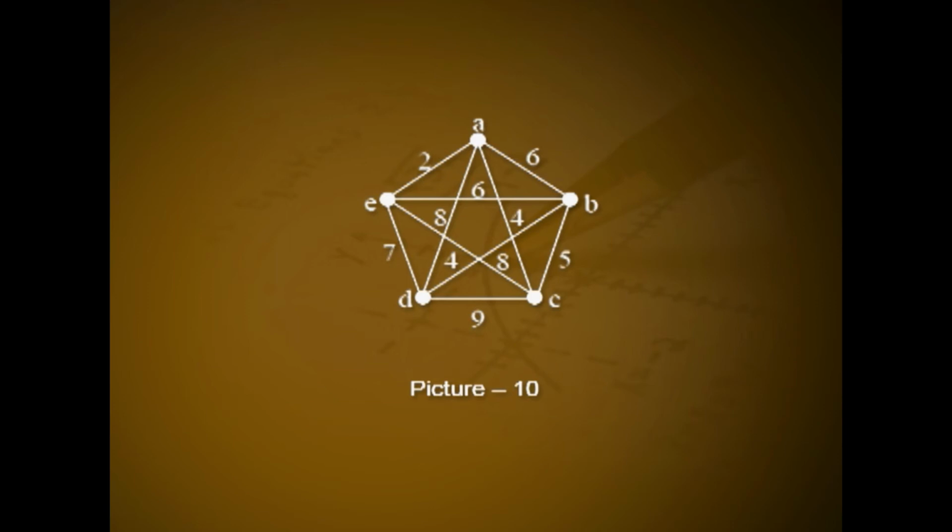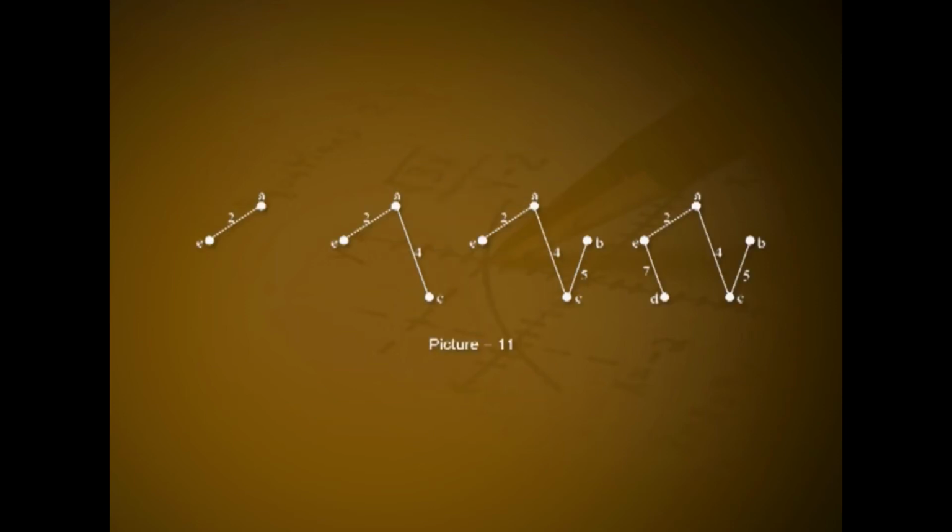So, the steps of Kruskal's algorithm will give the following: choose AE, then choose AC, reject CE, which would form cycle ACEA. Choose BC, reject AB, which would form a cycle ACBA, and reject BE, which would form a cycle ACBEA. Choose DE. All vertices are now connected, and the total weight is 18.